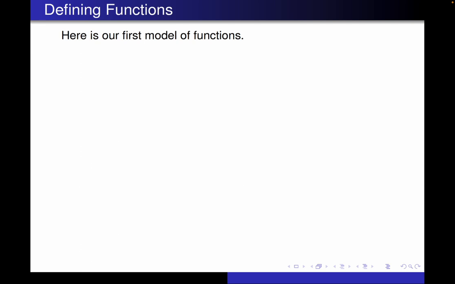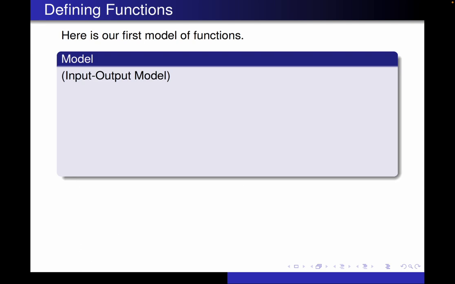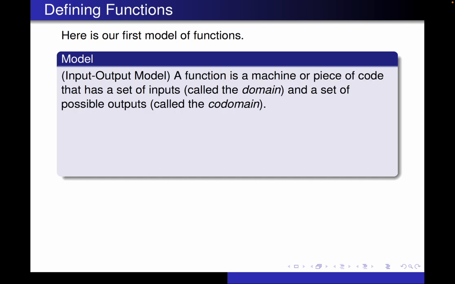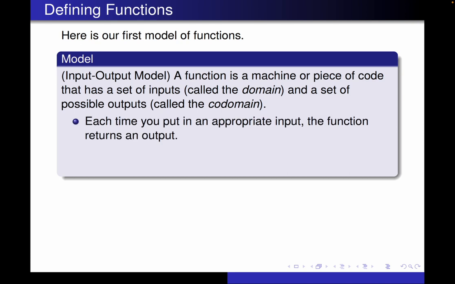So here's our first model of what functions are. I call it the input-output model because it has inputs and outputs. So a function can be thought of as a machine if you're an old-fashioned guy like me, or a piece of code if you're a hotshot programmer like you, that has some set of inputs, and we call that the domain, and some set of possible outputs, which we call the codomain. Each time you put an appropriate input into the function, it spits out some kind of output.